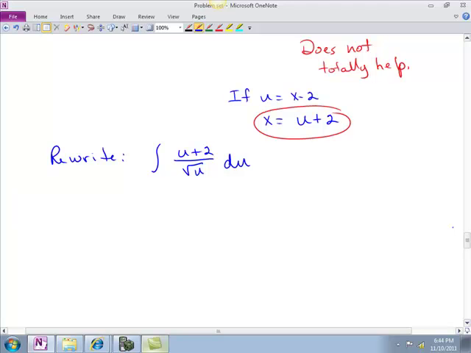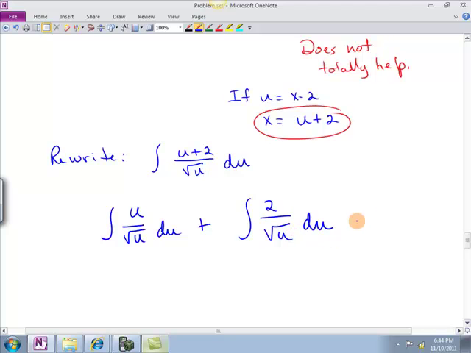We can separate this now into two integrals, okay? We can have the integral of u over the square root of u du plus the integral of 2 over the square root of u du. How could I write that so that it isn't a fraction? 2u to the negative 1/2. Does that work?